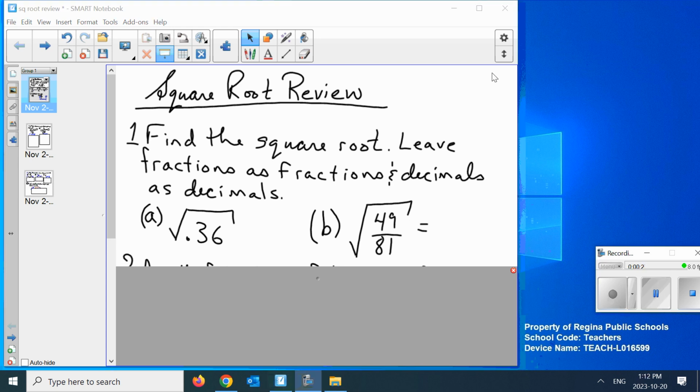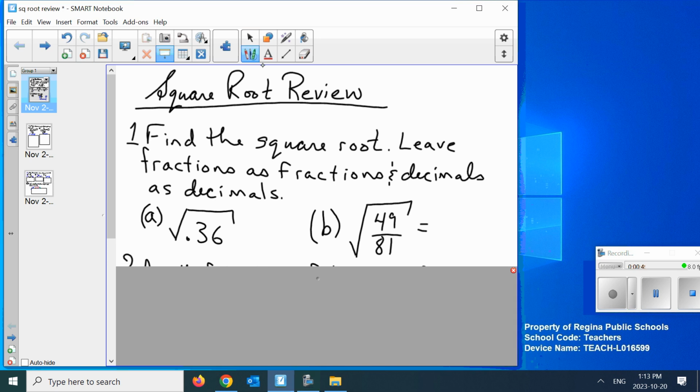So here we are. Find the square root. Leave fractions as fractions, decimals as decimals. Now here's the whole thing. You guys got calculators. If it's a decimal, use your calculator. Okay? If it's a whole number, use a calculator. You should be able to recognize it.